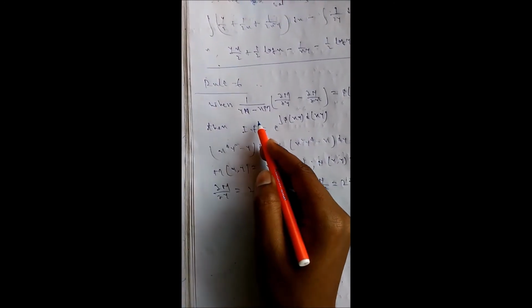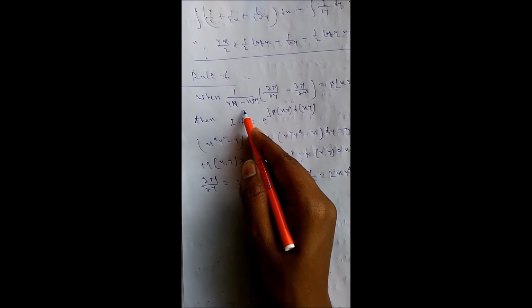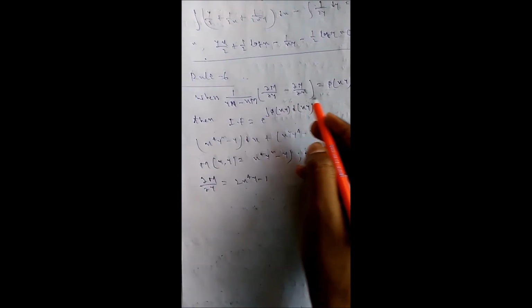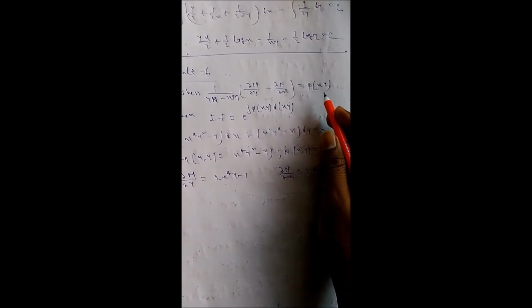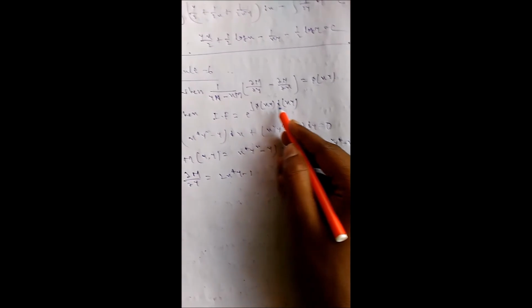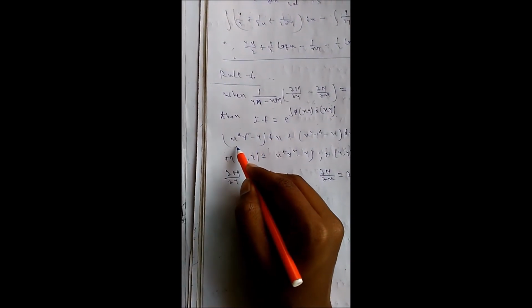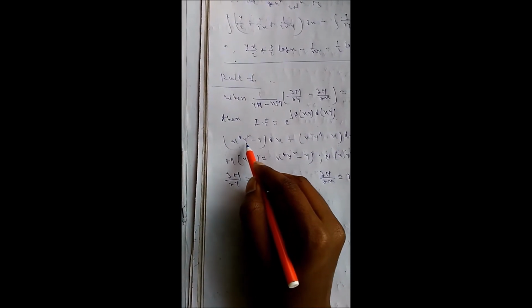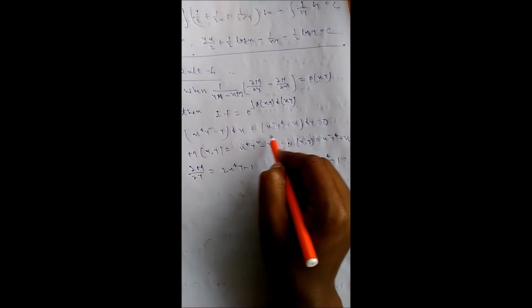Rule number 6: when (1/(yN − xM)) (∂M/∂y − ∂N/∂x) = φ(xy), then the integrating factor is e to the power ∫φ(xy) d(xy). Now here you can see the example.